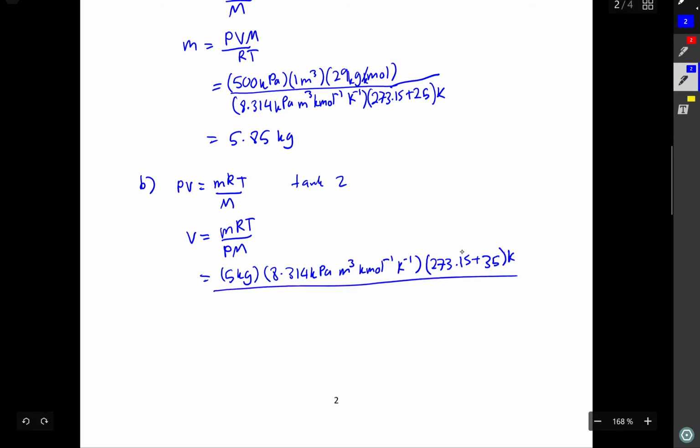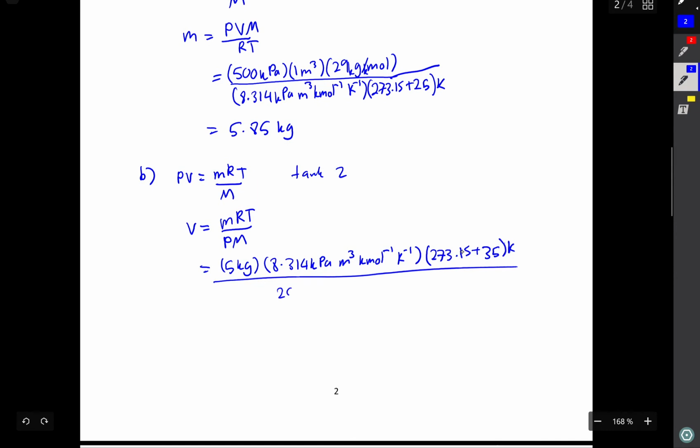So all these are then divided by 2 kilopascal, and here is the same 29 gram per mole. So we can just practice the same thing, because we want to cancel the kilomole with the mole here, because both of them are per mole. Okay, maybe I should write it down in a similar way.